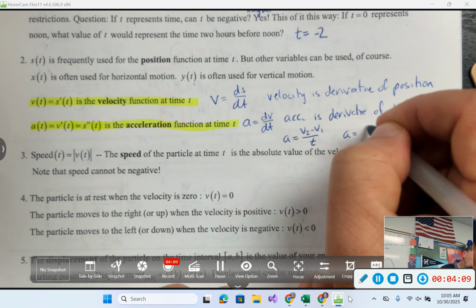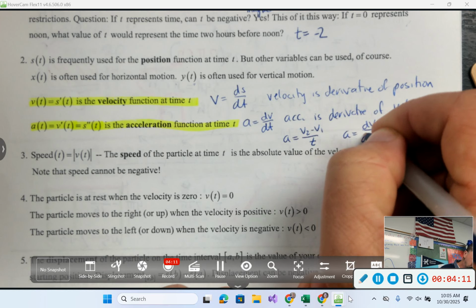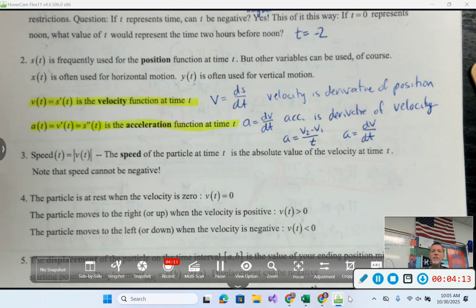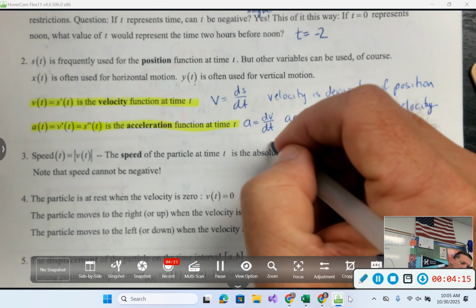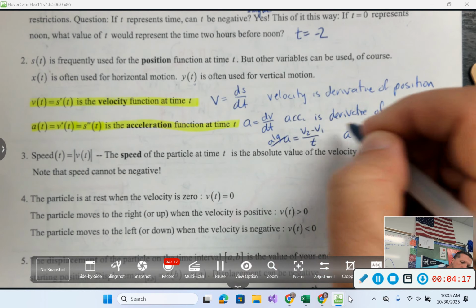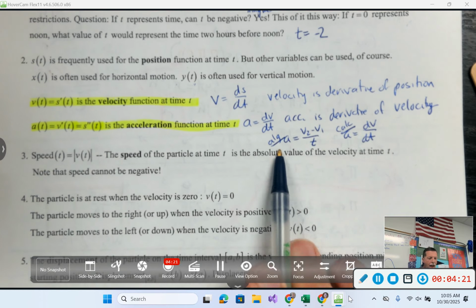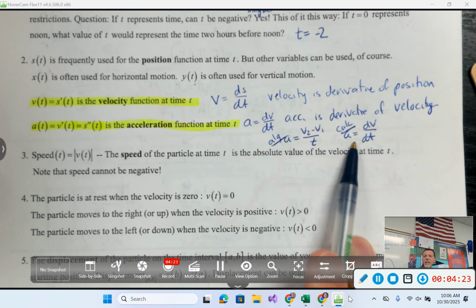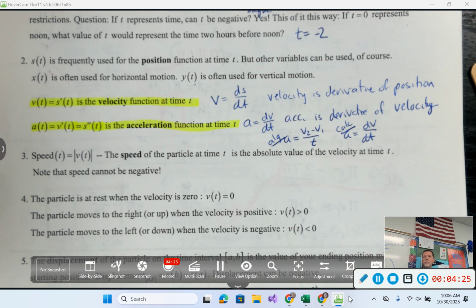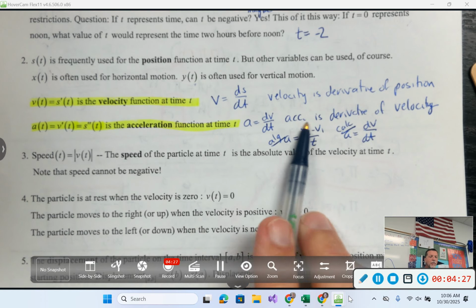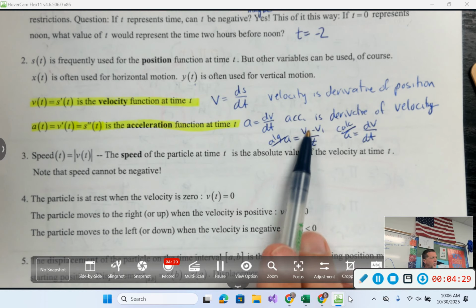We're going to do instantaneous acceleration, so dv dt. So one of those is an algebra problem, and one of those is a calculus problem. It's the old average rate of change versus instantaneous rate of change. I'm tying that in there because I think you're familiar with the average rate of change equations. You did that a bunch in physics.